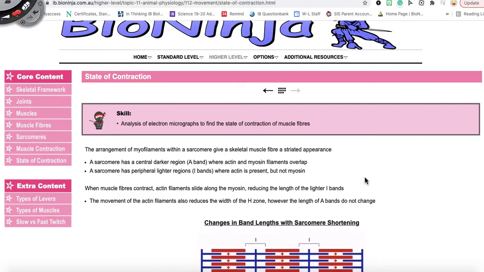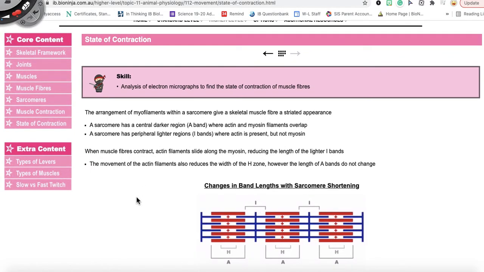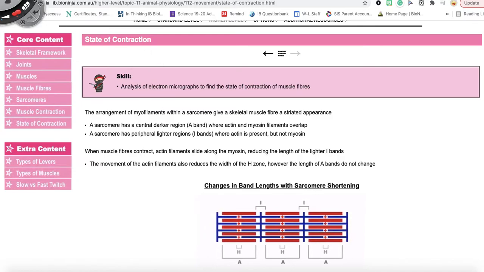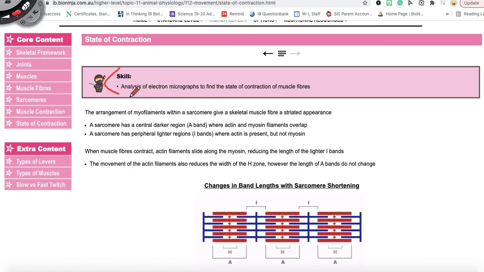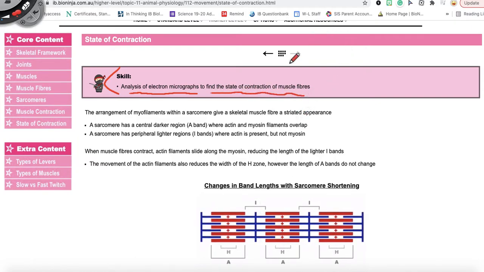Hi students. All right, today we are going to finish 11.2 with the state of contraction, and it's going to be a very quick video. We are just going to look at the skill, which is the analysis of electron micrographs to find the state of contraction of muscle fibers.